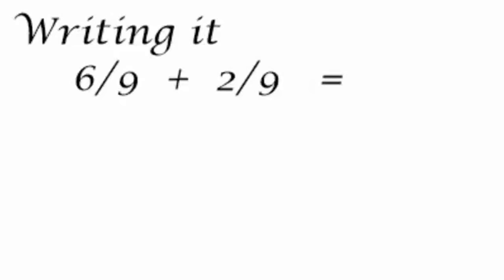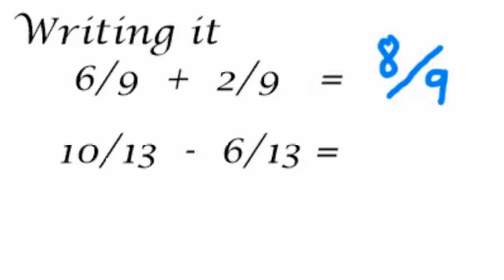So how do I write this? How do I think about adding fractions? How do I think about doing these math problems carefully? I start off with 6 over 9 and add 2 over 9. In this case, since my denominators are the same, I will add the numerators together, 6 plus 2, giving me 8, and I'll leave the denominators the same. I do not add the denominators 9 and 9, giving me a final answer of 8 over 9.